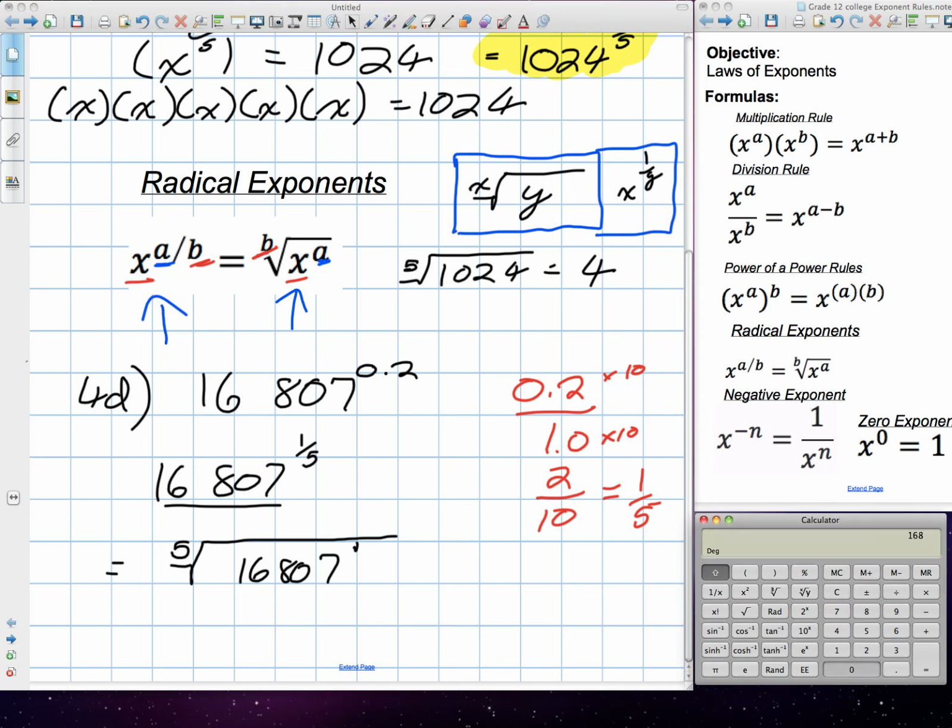If we were to evaluate this, 16,807 to the 5th root is equal to 7. I don't know why it gave me a decimal. It's 7.